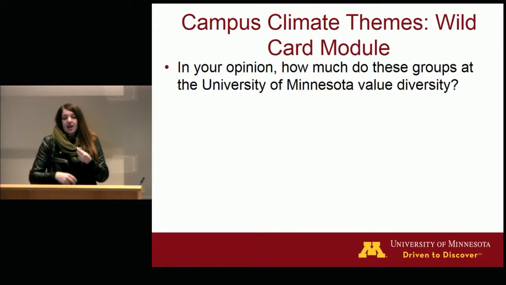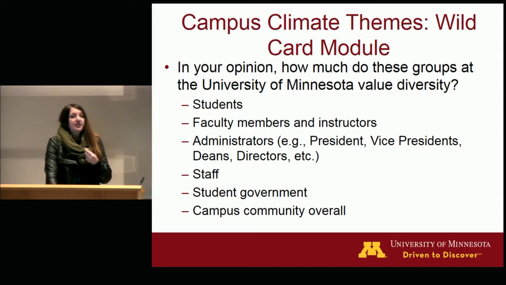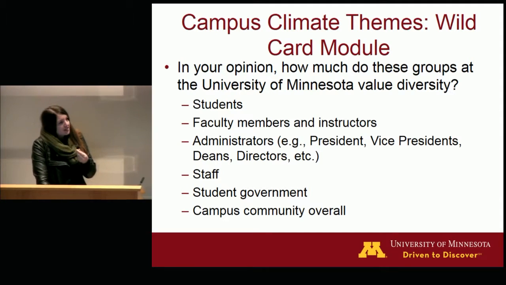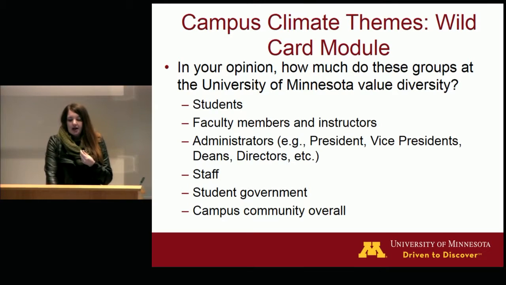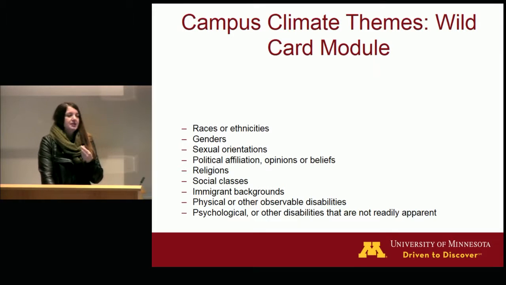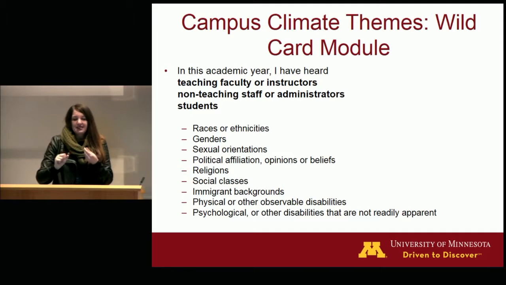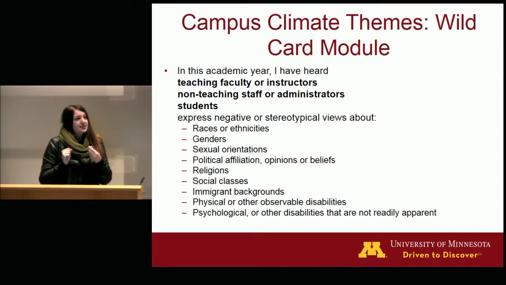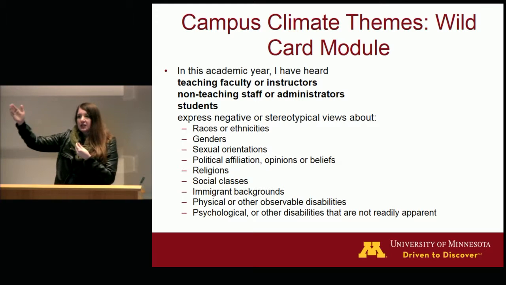Additionally, in the wildcard, we ask how much do these groups value diversity? And we've got a couple of groups that students report on. So they're fellow students, faculty members, administrators, staff, student government, and then the campus community overall. And as I will share this afternoon, there are differences in students' responses for each of these groups. So very interesting data that we've learned. I did this one backwards. And we also ask, this is like 3 sets of items. So one item is, in this academic year, I have heard teaching faculty or instructors express negative or stereotypical views about, and then each of those social identities is then represented.